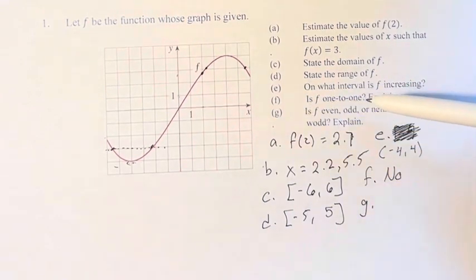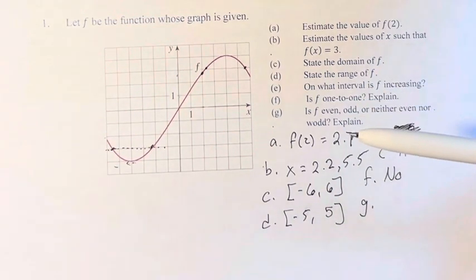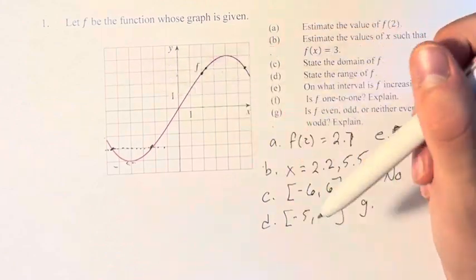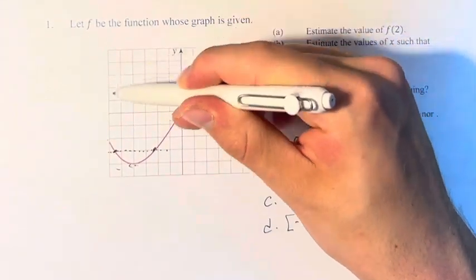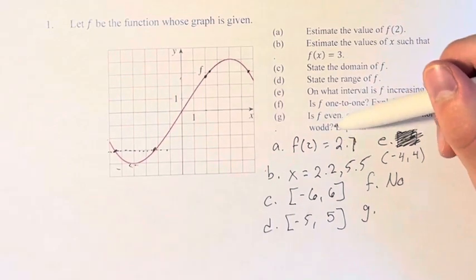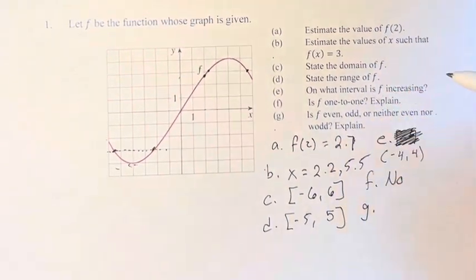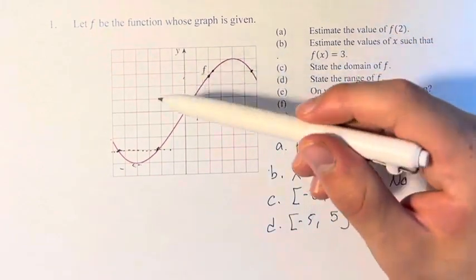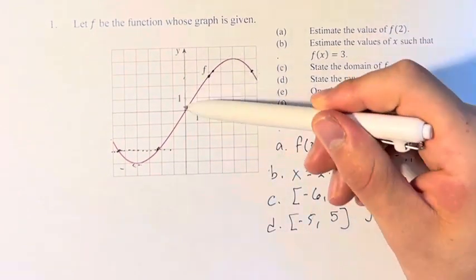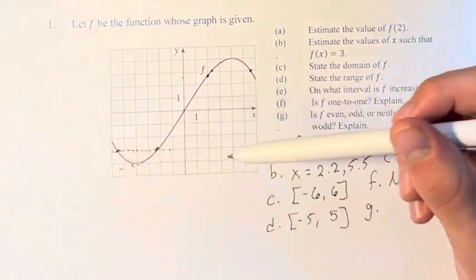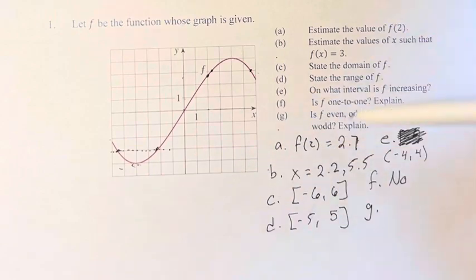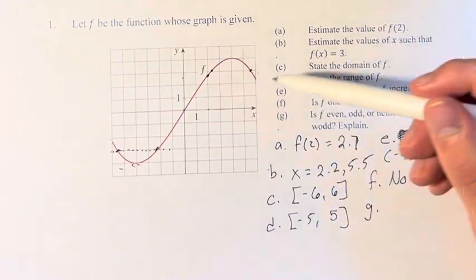G, we're asked is f even, odd, or neither? How do we see whether this is true or not? Well, we can see that it's not symmetric about the y-axis. If we look here on this side, we don't see the exact same thing mirrored. So we can say that it's not even. Seeing that it's not odd is a little bit more difficult. You can see that what's happening in the first quadrant is mirrored by the third quadrant, except it's upside down. You can maybe recognize that after seeing odd functions for a while, that this is in fact odd.